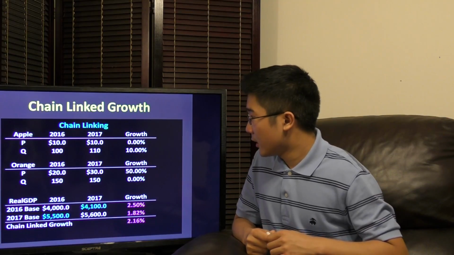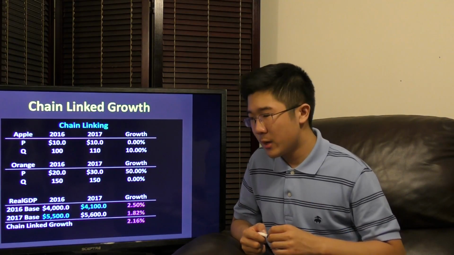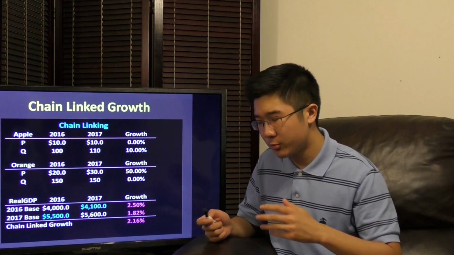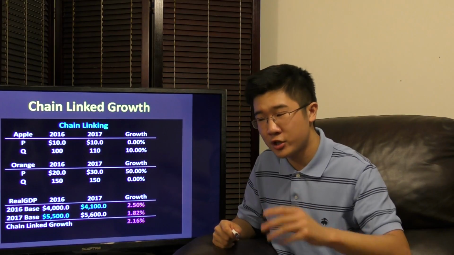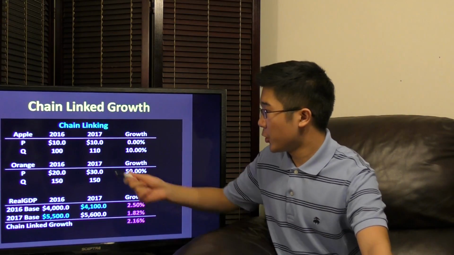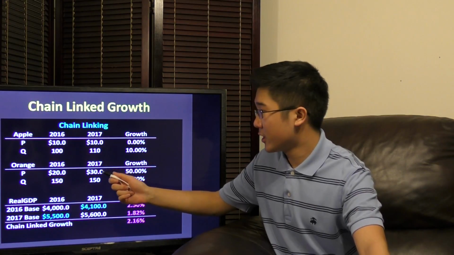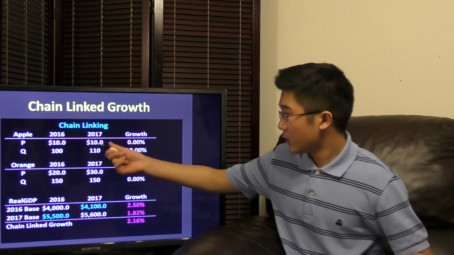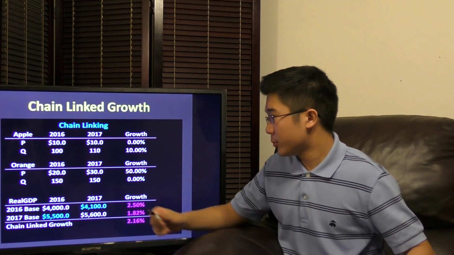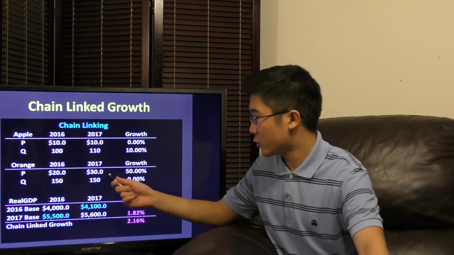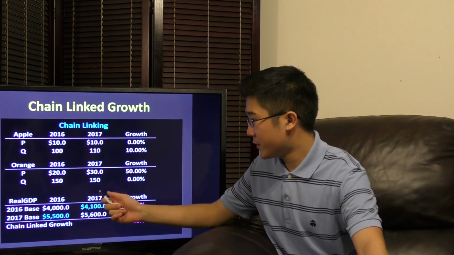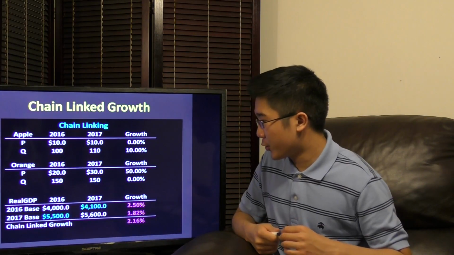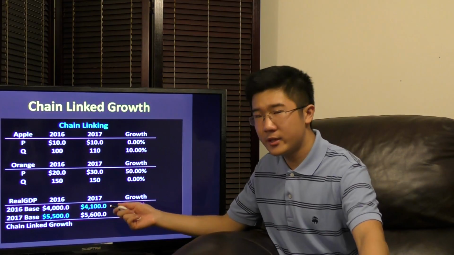Now for 2017, if we're going to use 2016 as a base year, again, remember we're still using 2016 prices times the 2017 quantities to adjust for prices and keep the price level constant, so we can only measure output in GDP. So for apples, we multiply the 2016 price by the 2017 quantity, which equals 1,100. And we multiply the 2016 price of oranges, $20, times the 2017 quantity of oranges, 150, which equals 3,000. So 3,000 plus 1,100 equals 4,100. And so with our 2016 base year, 2017 GDP is 4,100.